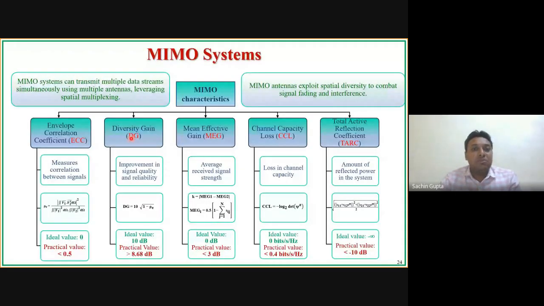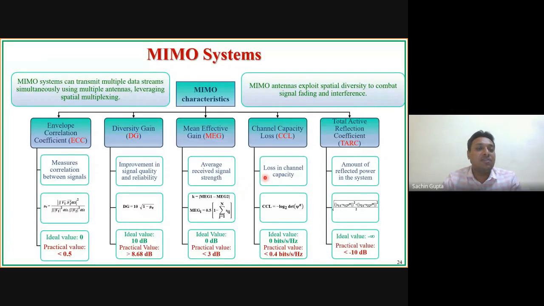Then MIMO characteristics are calculated for the same design by using two elements. So these are some general equations which you can easily find in any book on MIMO systems. And these 5-6 parameters are usually considered while designing any MIMO system.